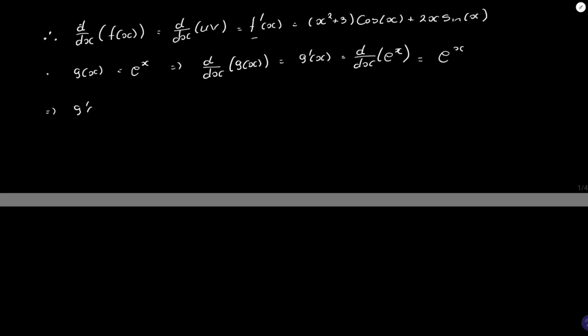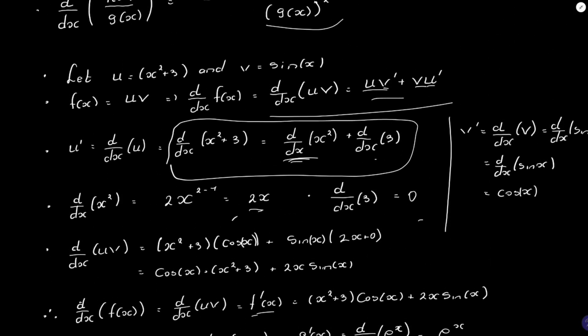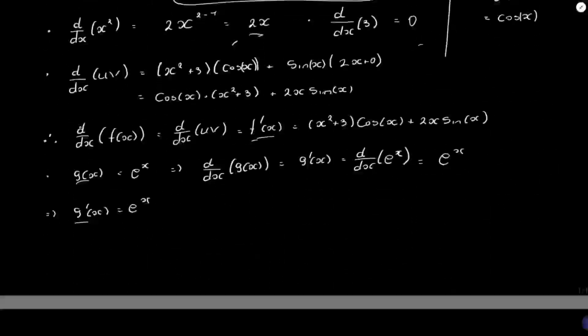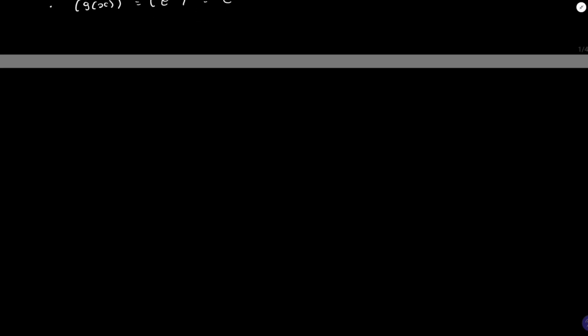This implies that our g prime of x gives us e of x. So now we have our g prime of x, we have g of x, we have our f prime of x, we have f of x. So what do we do? We replace in this formula. Sorry, we don't yet have g squared. Let's calculate it first. Now g of x, all that squared, gives us e of x squared, which gives us e to the 2x. So now that we have all the terms, we can simply replace it in the function.